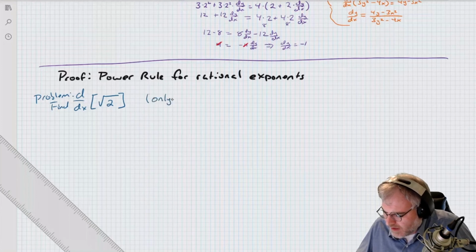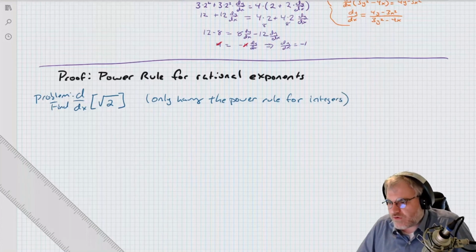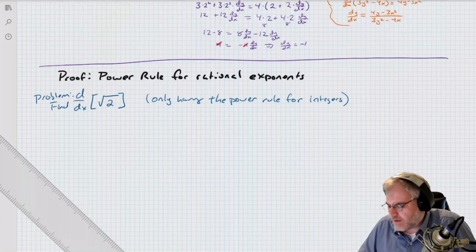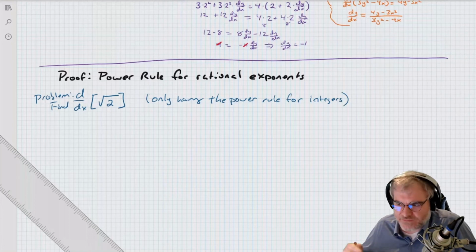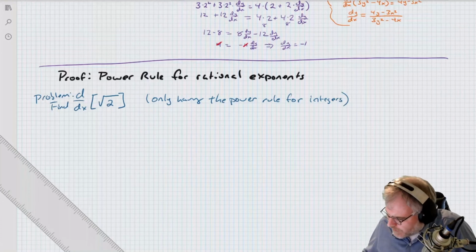Only having the power rule for integers. So on the last problem set, the problem set that's due tonight, you proved the power rule for negative exponents, right? For negative integer exponents. So this is the power rule for fractional exponents that are nice fractions. Rational things. So what am I going to do here? Solution.